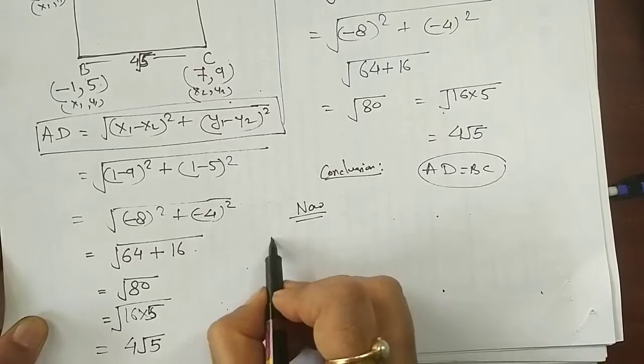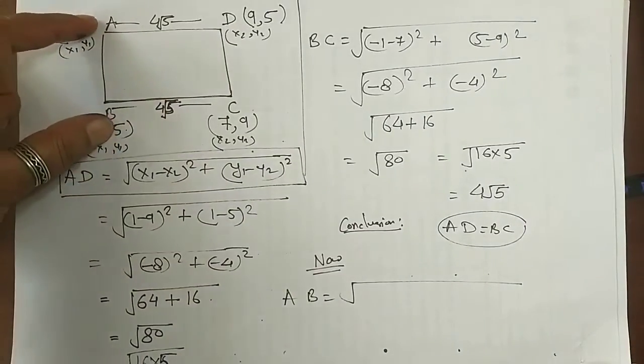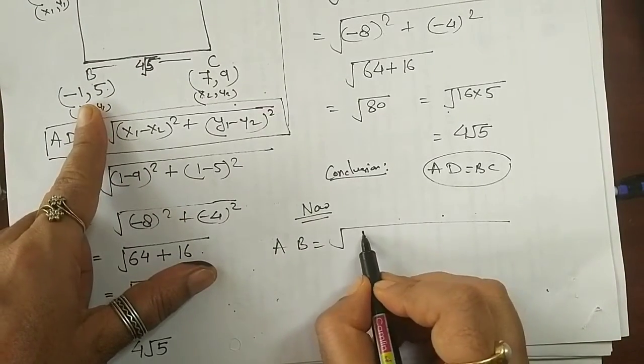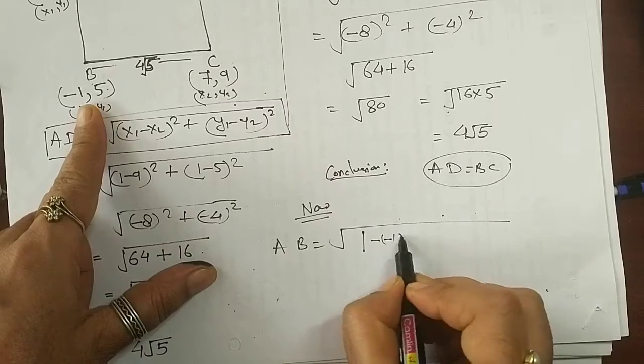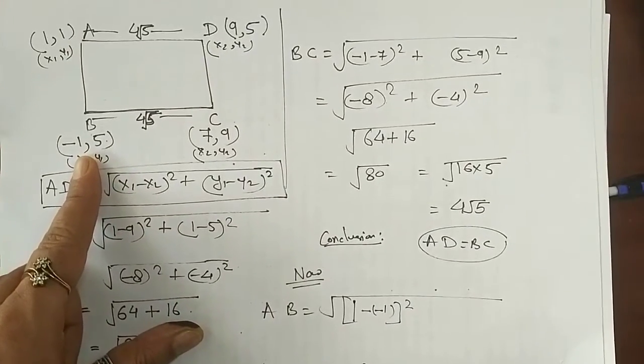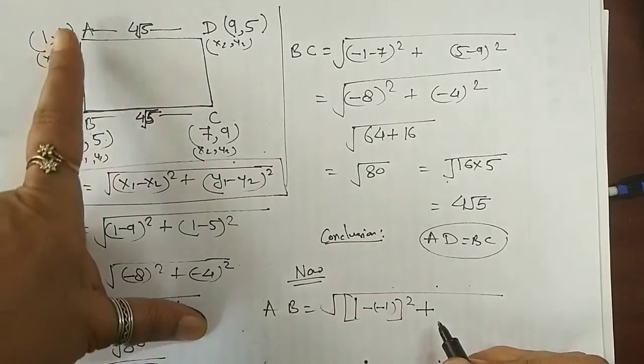So let me calculate AB. So AB is root of, I will apply on these 2 points. Suppose this is x1 y1, this is x2 y2. So let me put 1 of minus 1. You try on your own, guys. I can make mistakes in numbers, but you are not supposed to do that. Okay, please don't copy word by word.